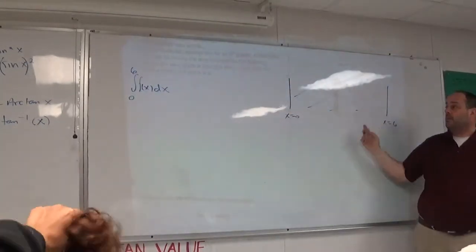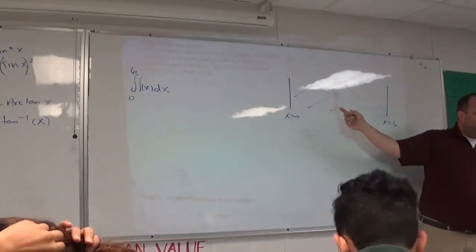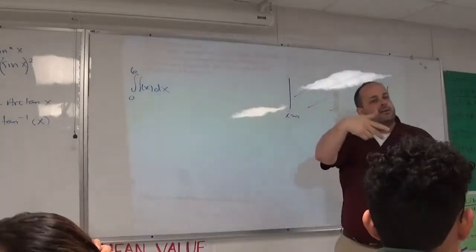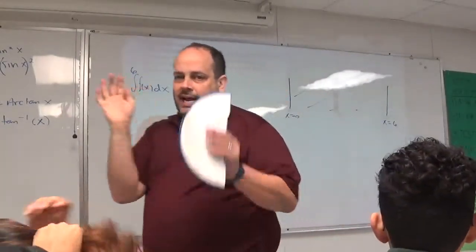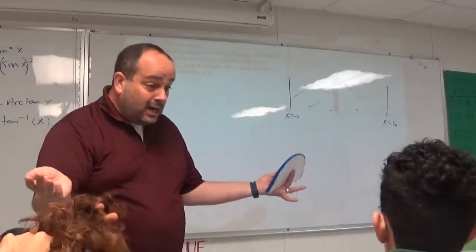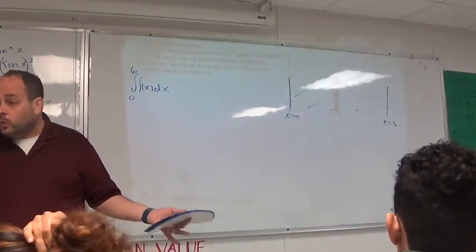But that eighth grader is going to be like, I don't know what that is. It's not a square, it's not a triangle, it's not a trapezoid, it's not a circle. It's not the things that fit in my little eighth grade brain. So what do we do?